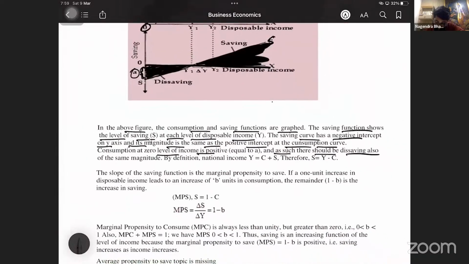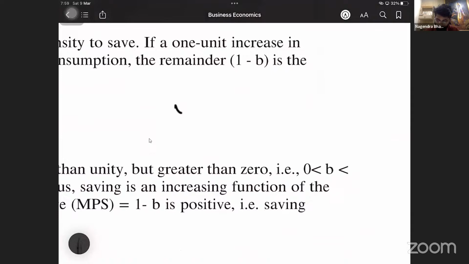So the same magnitude, by definition, national income Y is equal to C plus S. One more point here, very important. Listen. Consumption plus savings is equal to income. Yes, Y is equal to consumption plus savings.